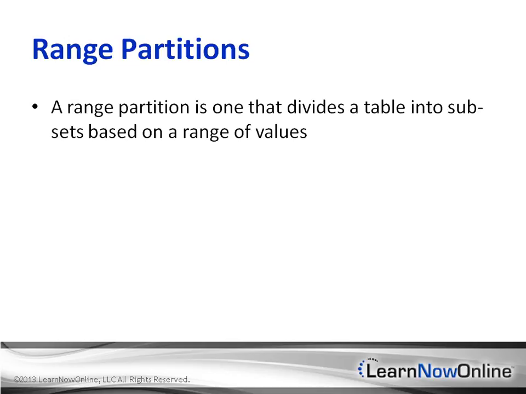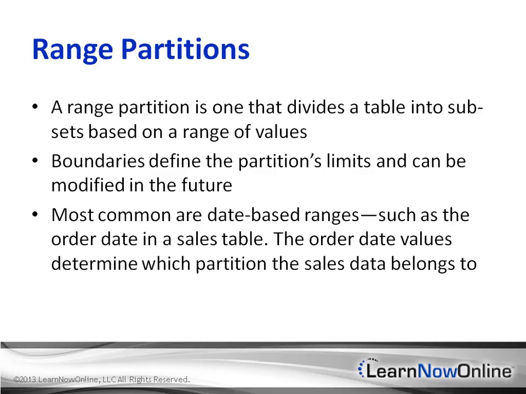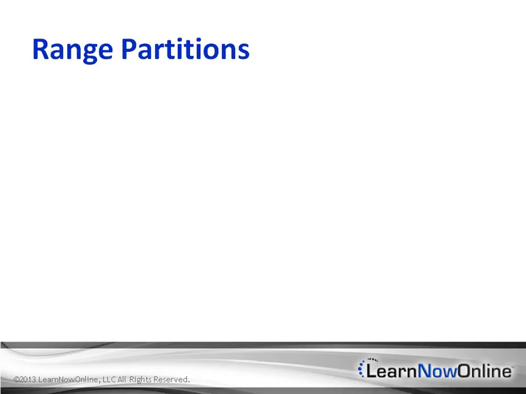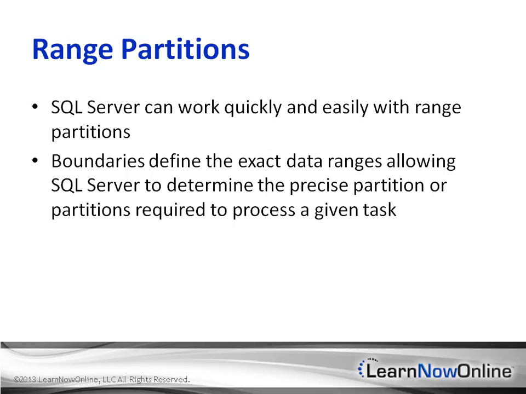A range partition is one that divides a table into logical subsets based on a range of values. Boundaries define the limits and can be modified in the future. Some of the more common ones are date-based ranges, such as the order date in a sales table. The order date values determine which partition the sales data actually belongs to. SQL Server works quickly and easily with range partitions. Boundaries define exact data ranges, allowing SQL Server to determine the precise partition or partitions that are required to process a given task.